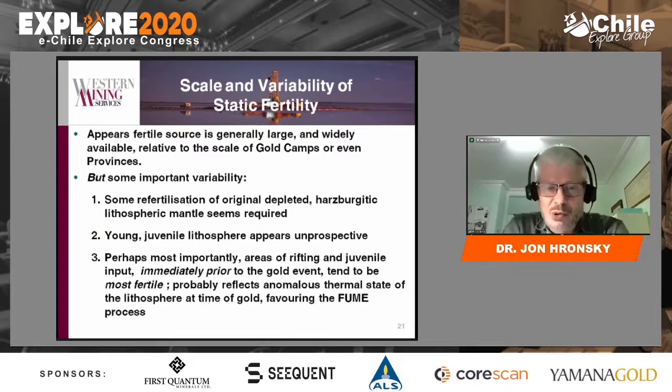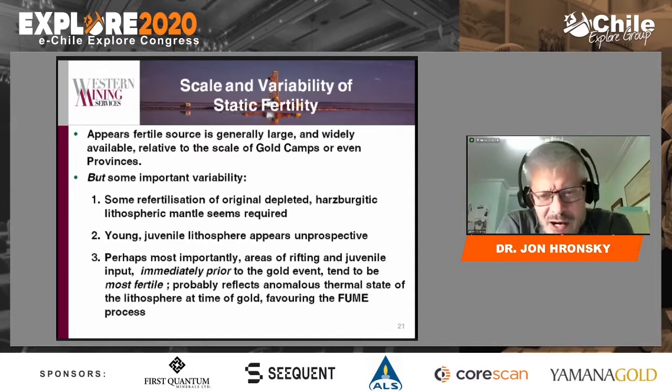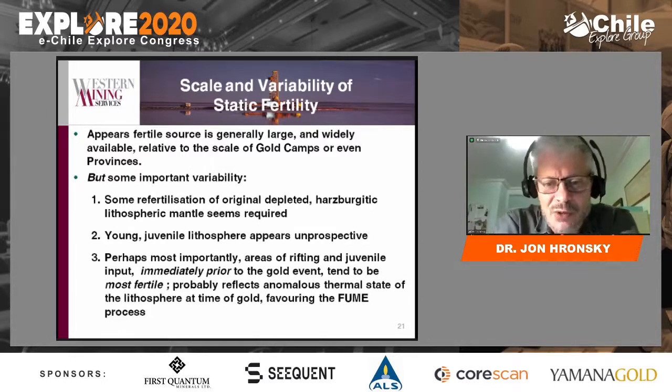But probably the most important variability we see in static fertility is that areas of rifting and juvenile mantle input that form immediately prior to the gold event tend to be the most fertile within any province. And a really good example of that is the northern Wiluna belt of the Yilgarn Craton or the southern volcanic zone of the Abitibi. But I've also seen examples in arc-related terrains, for example, the arc-related deposits of northeast Russia, where a precursor Jurassic rift seems to be particularly well endowed during a subsequent Cretaceous event.